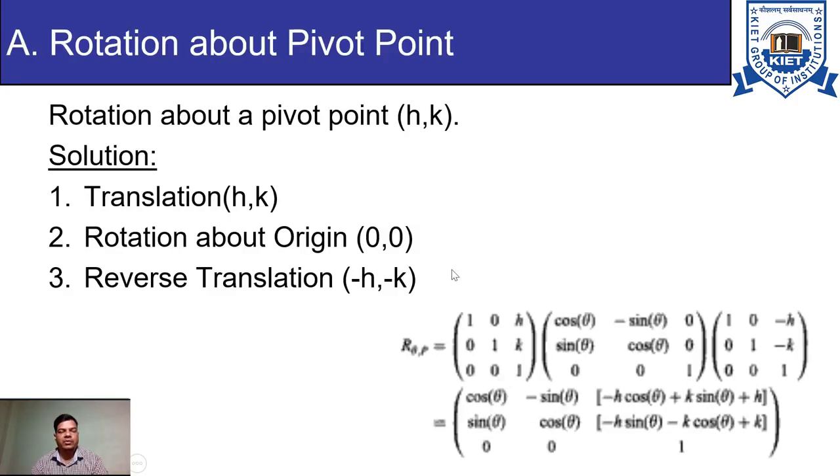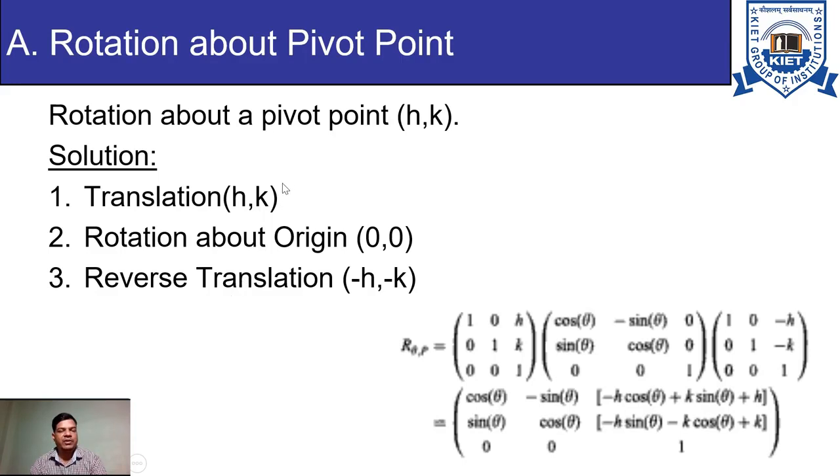So we could have a rotation about the origin or a rotation about a pivot point. If there is a rotation about the origin, then we can directly apply the matrix: cos theta, minus sin theta, 0, sin theta, cos theta, 0 and 0, 0, 1. But if we have to rotate the object about the pivot point (h, k), it is an example of composite transformation, and we have to perform three operations: first is translation, second is rotation about the origin, and third is reverse translation.